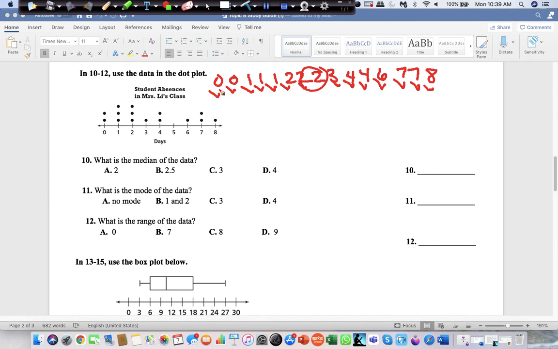Okay, I'm going to double check by counting the numbers on each side to make sure. 1, 2, 3, 4, 5, 6, and 7. 1, 2, 3, 4, 5, 6, 7. So 2 is my median.